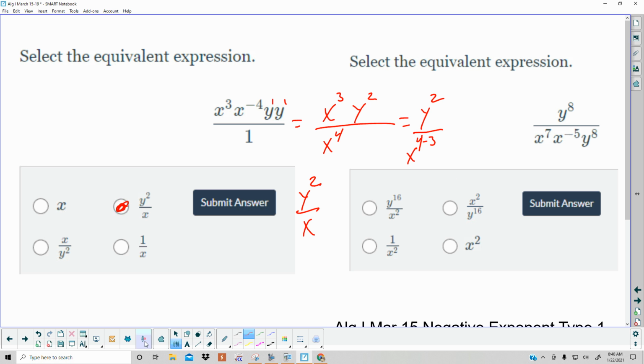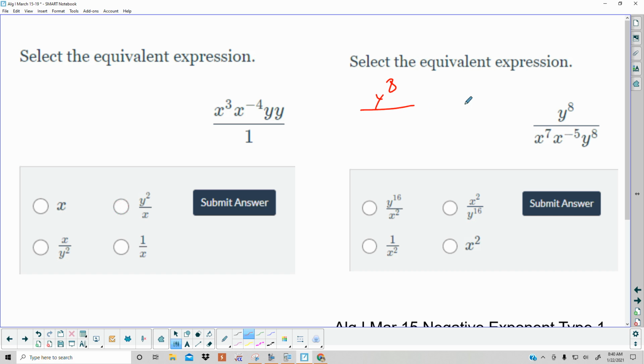Let me erase this. Kind of crowded that one. So y to the 8th stays put because its exponent's positive. X to the 7th stays put because its exponent's positive. This x to the 5th comes up, and that y to the 8th stays put. Okay? So y to the 8th over y to the 8th. Those will just cancel.